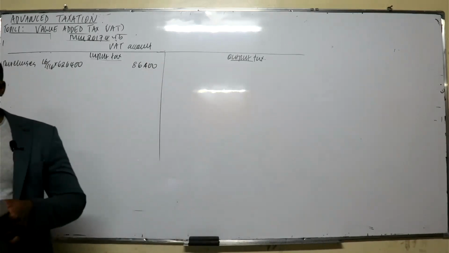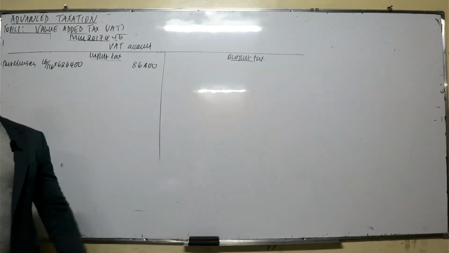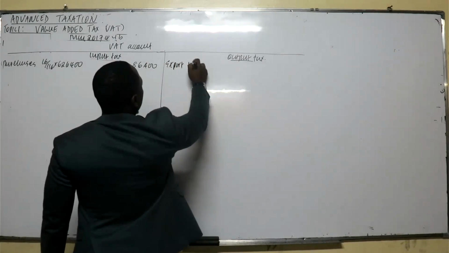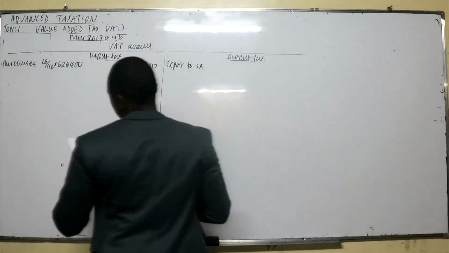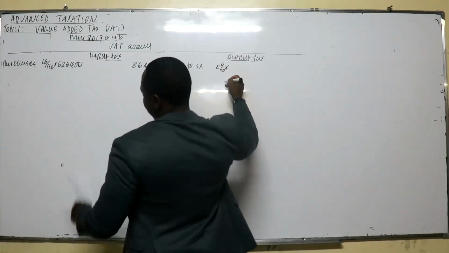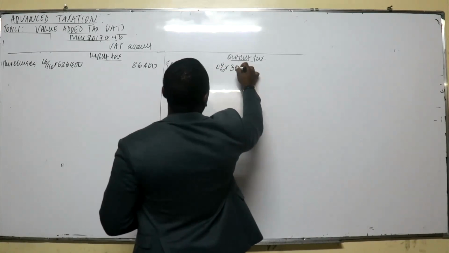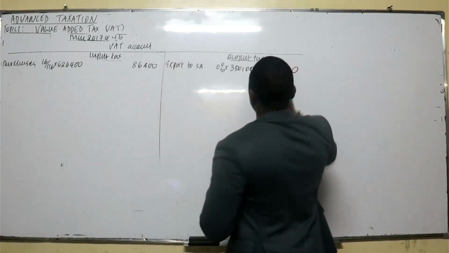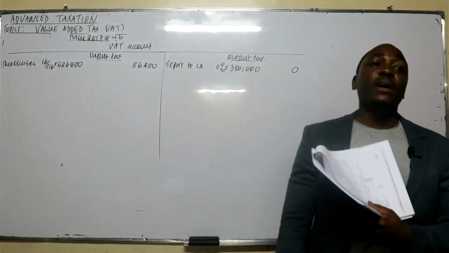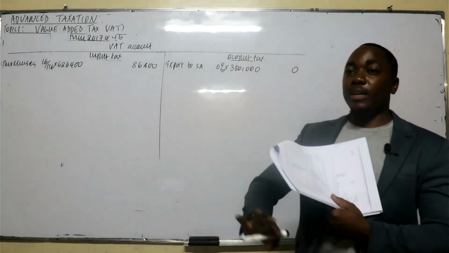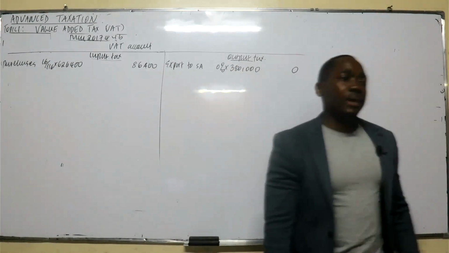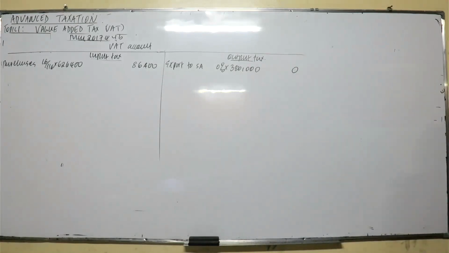Exported goods to South Africa. Exports, that means it's an output. How much is that? You take 0% of 308 and you get an amount of 0. Exports are vatable at the rate of 0%. So zero rated and exempt are totally different. For zero rated, you need to register for VAT, but in case you are making only exempt supply, you don't have to register.